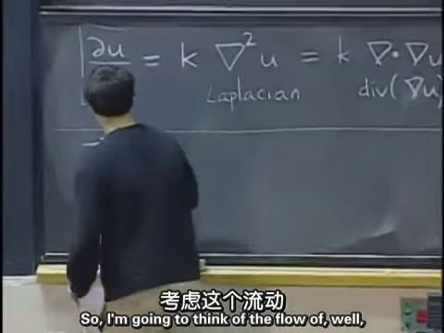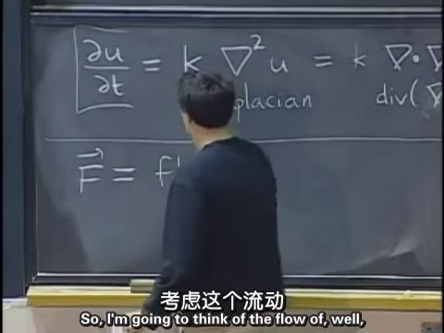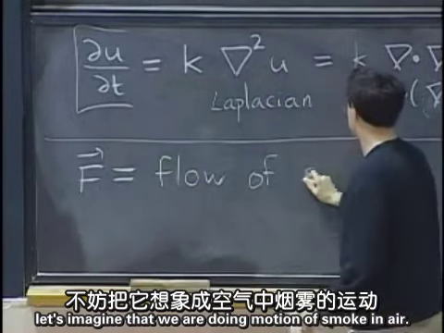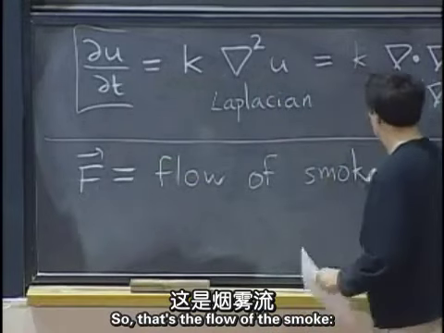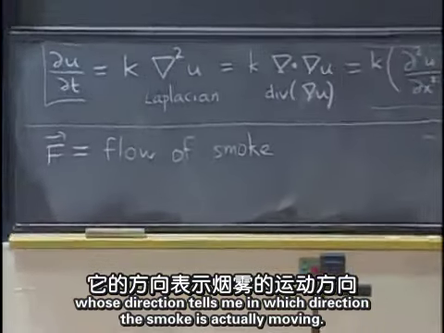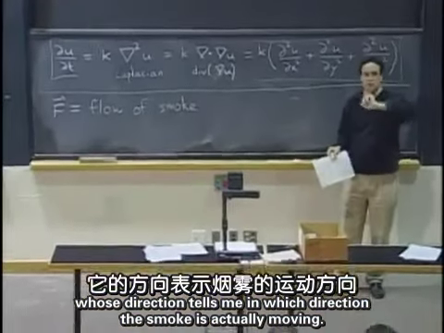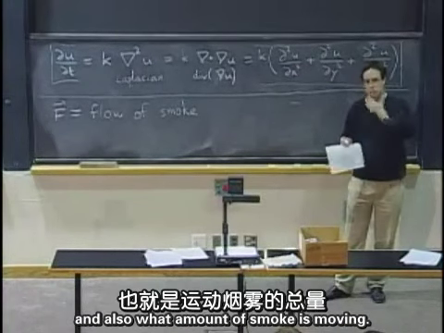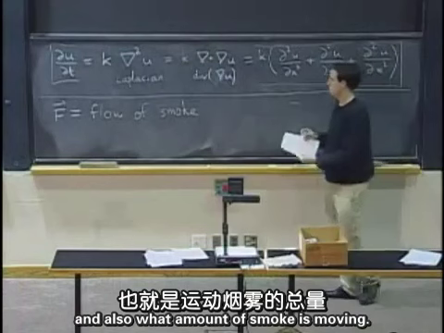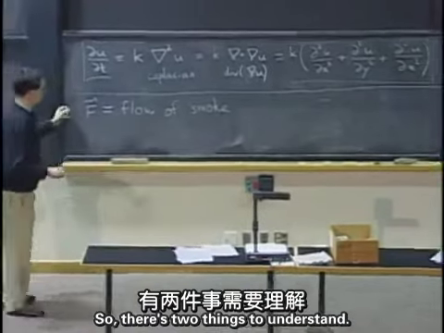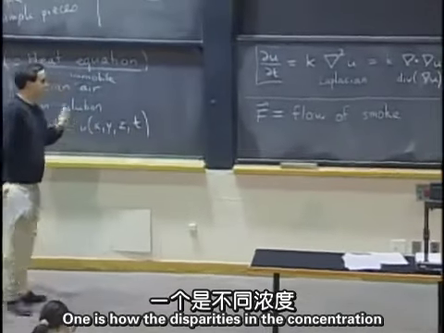So I'm going to think of the flow of, well, let's imagine that we're doing motion of smoke in air. So that's the flow of the smoke. That means, at every point, it's a vector whose direction tells me in which direction the smoke is actually moving, and its magnitude tells me how fast it's moving and also what amount of smoke is moving. So there's two things to understand.